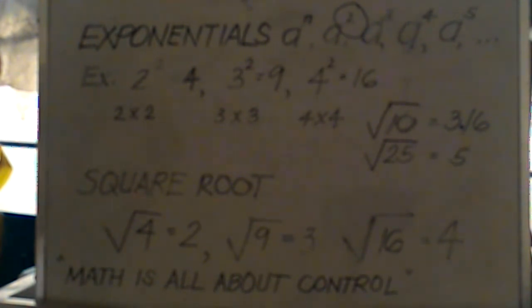Now math is all about control. It is like driving a car forward and knowing how to go reverse. Square root literally does that. So the square root of 4 is 2, square root of 9 is 3, square root of 16 is 4. It's just the opposite.